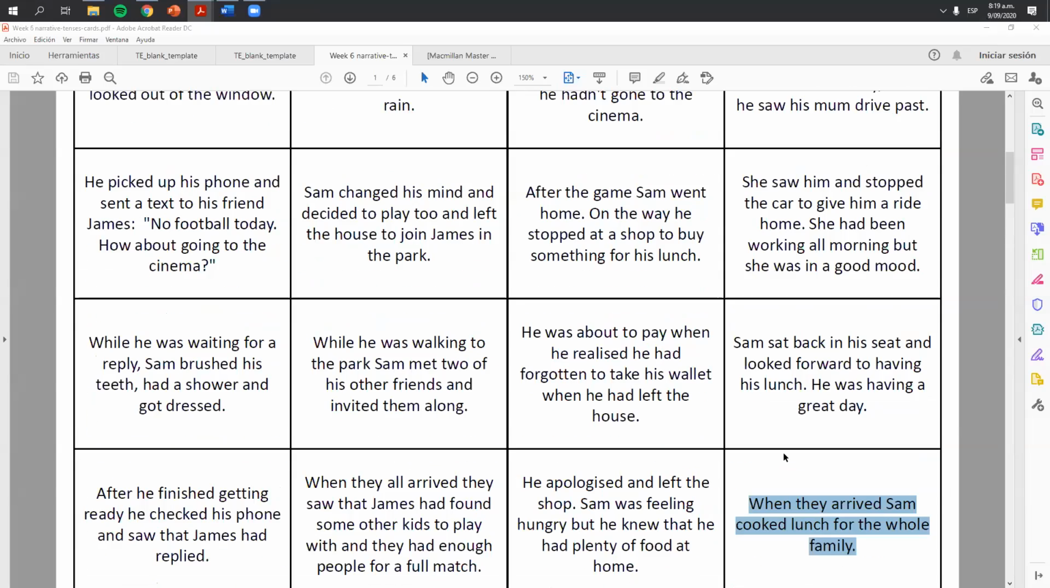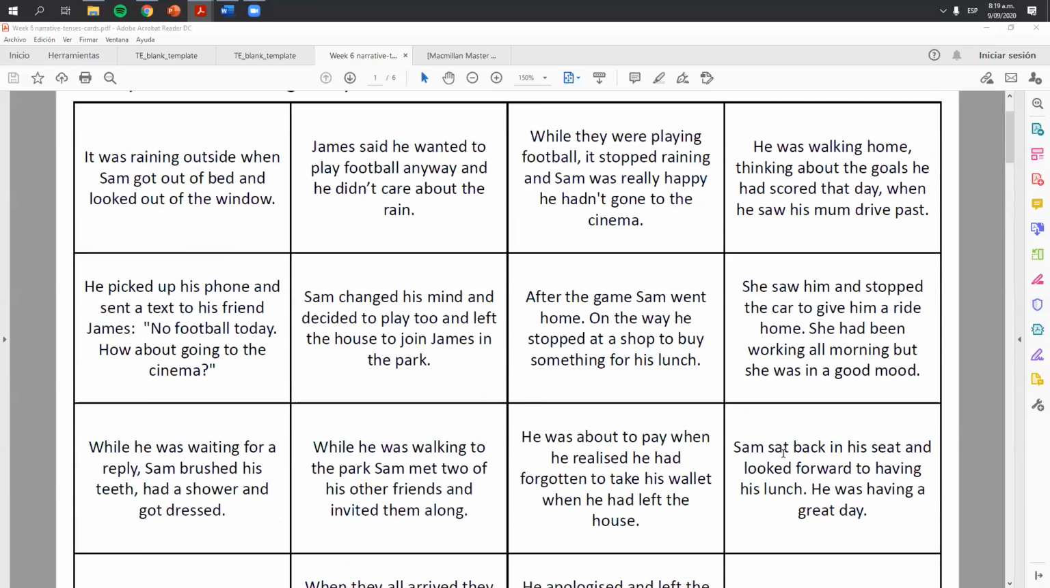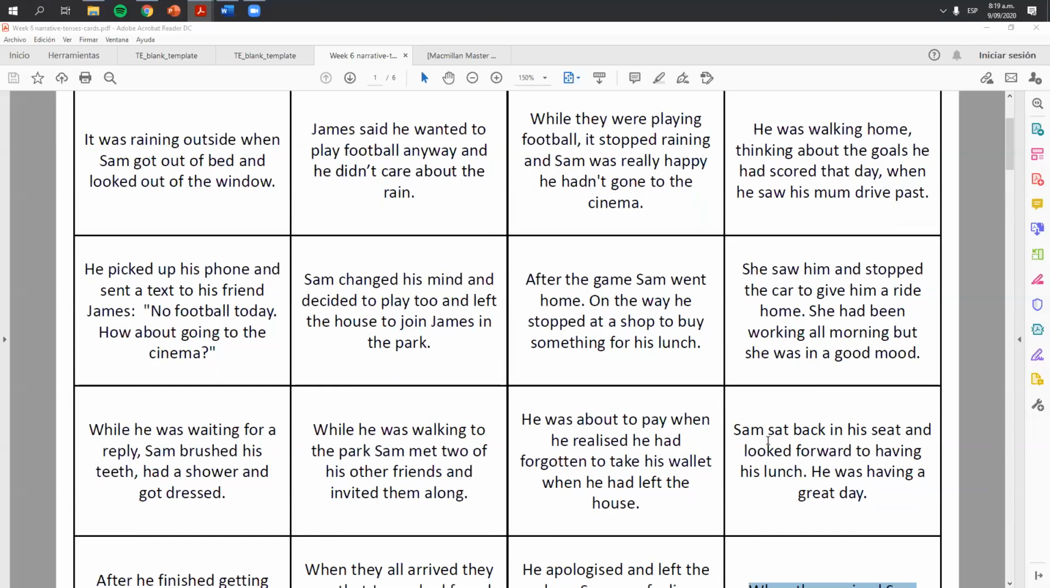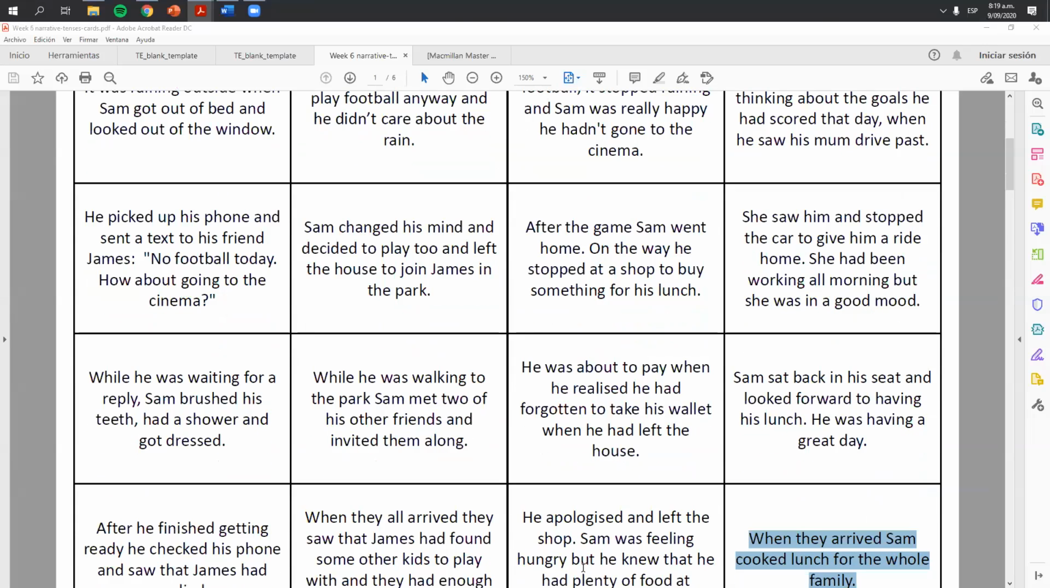So this exercise was useful basically for two things. First, because we had the chance to have a look at the different tenses and how they are combined, and also to see the coherence of the whole text. That was also something important to do here.